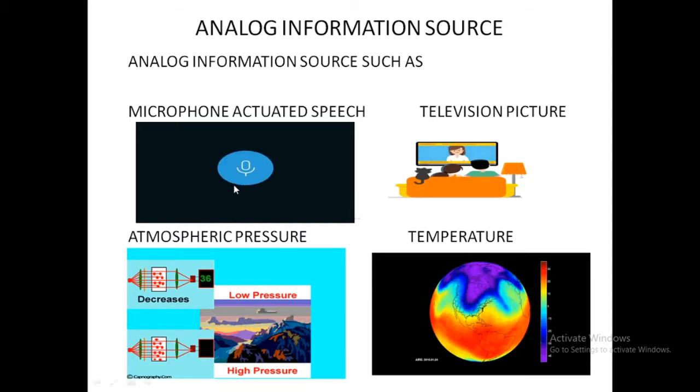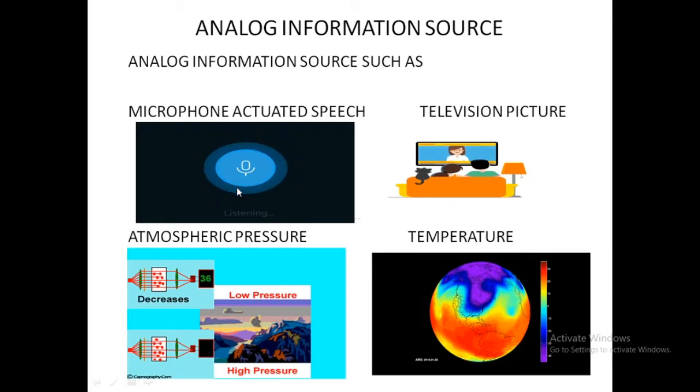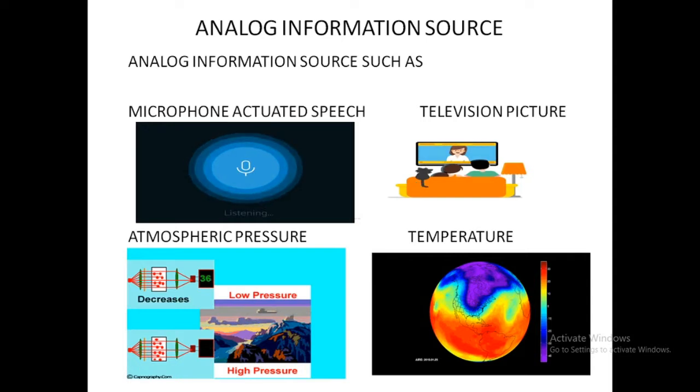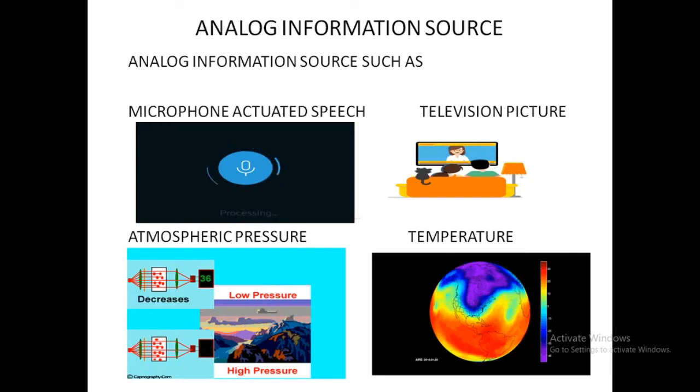So here the microphone can be used as a transducer, means which converts one form of energy to another form of energy. Here the analog information source means we use an analog signal, means our voice is the analog information source here. The pressure or temperature are also analog information sources.